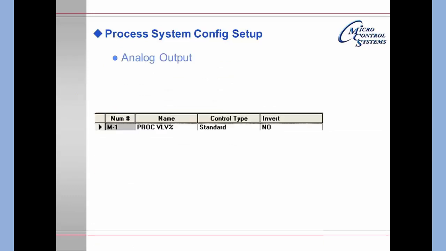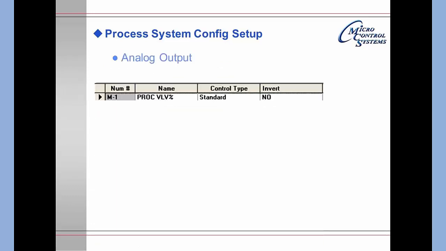There will also be an analog output, which will be the process valve and the percentage of where we are. Okay, this analog out will control the process.